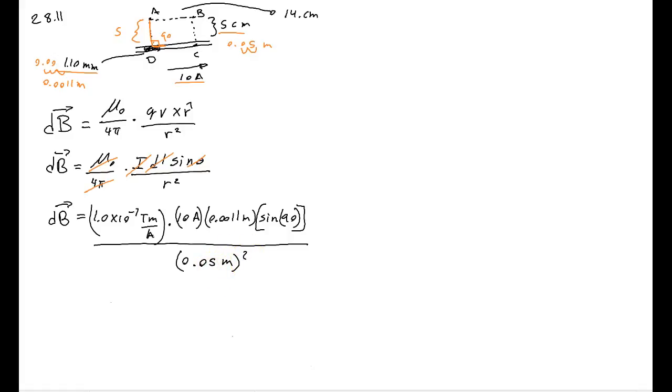Okay, so we cancel meters. One of the meters because of the amps, and we cancel meters again over here with the other, and then we are left with the answer. When plugging all that in the calculator, we get 4.40 times 10 to the negative 7 Teslas. And this will be going out of the paper.